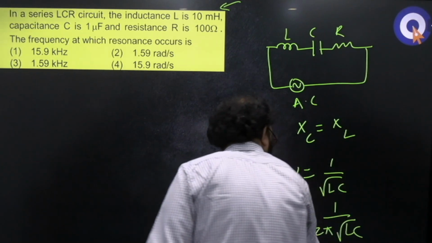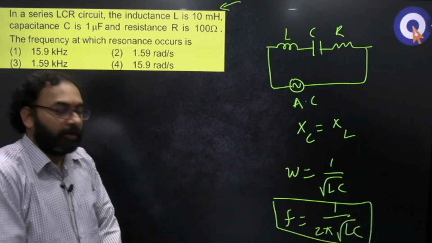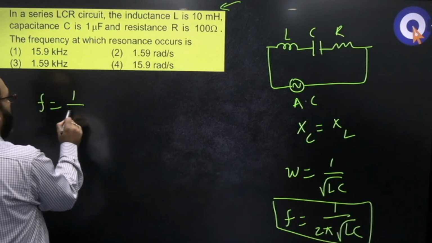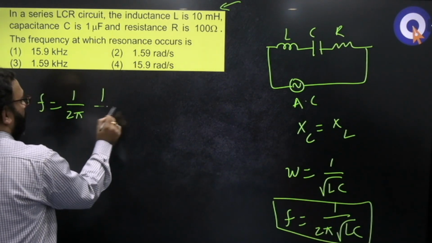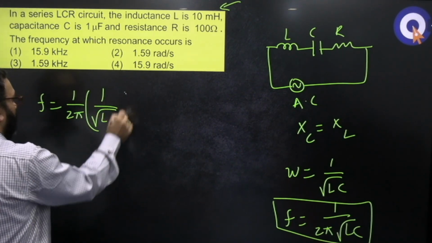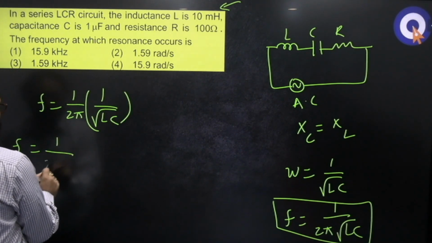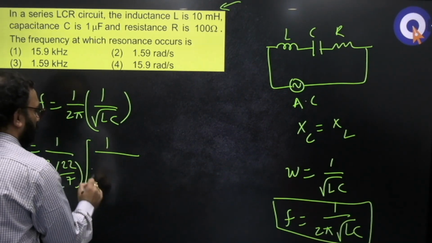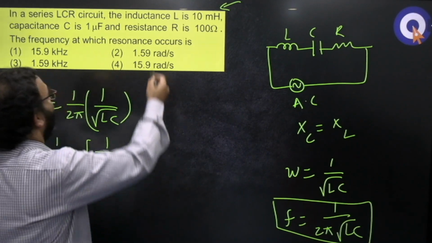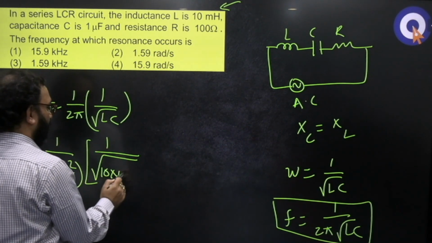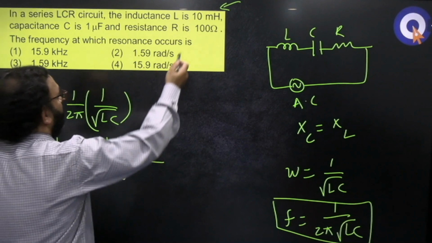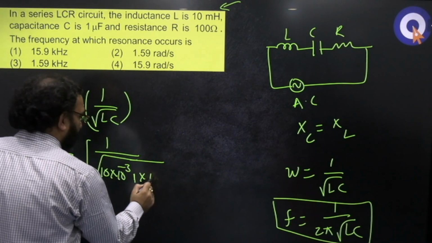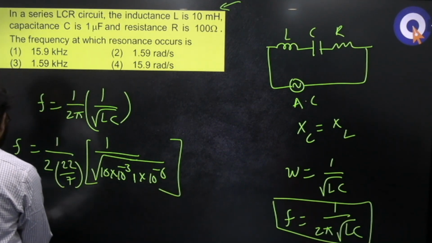All of you just see here. This is the formula for resonating frequency to calculate. F is equal to 1 by 2 pi root LC. So you can calculate: 1 by 2 into pi value into 1 by under root of LC. Inductance 10 millihenry, 10 into 10 power minus 3. Next, capacitance is 1 microfarad, so 1 into 10 power minus 6. And finally, you can calculate.